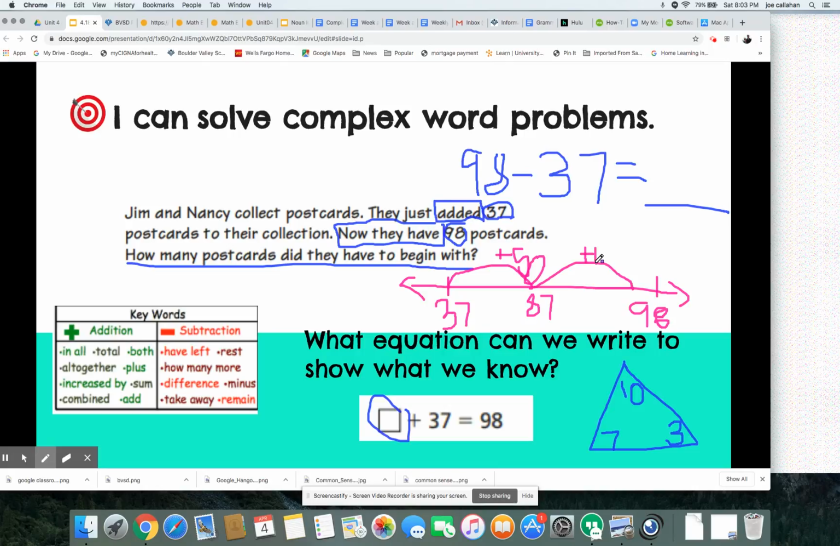Oh my goodness. So make that one more jump to get to 98. How much did we jump up total, mathematicians? 50 plus 10 is 60. One more is 61. So what is our missing addend here? What number of postcards did Jim and Nancy begin with? That's right, 61. Way to go, mathematicians.